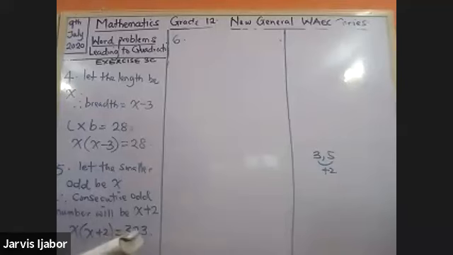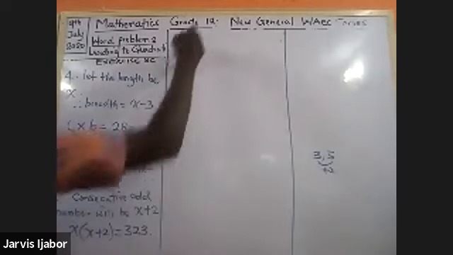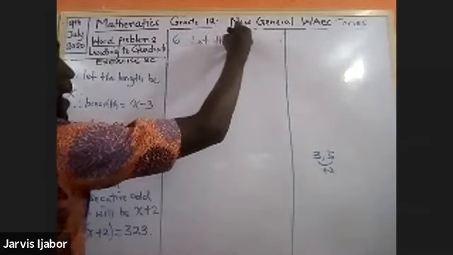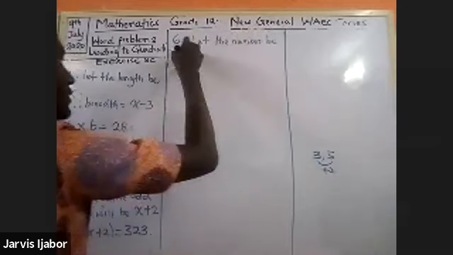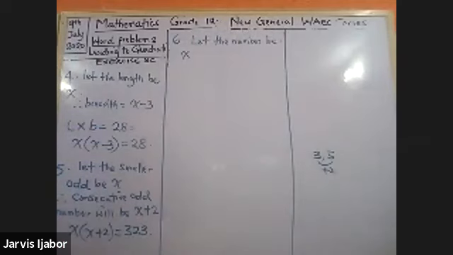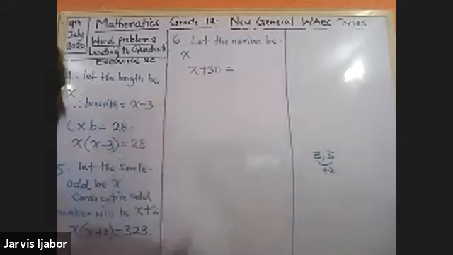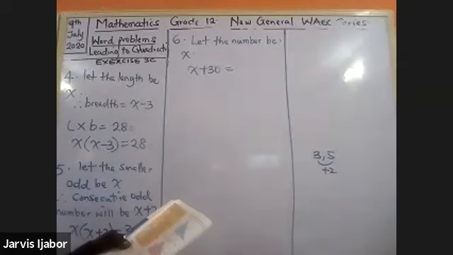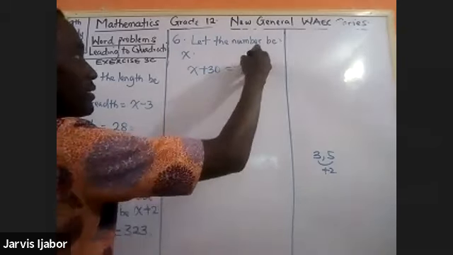Question 6. If a number is increased by 30, it is less than its square by 12. So let the number be x. If a number is increased by 30, that is x plus 30. It is less than its square by 12. It means x squared minus 12.